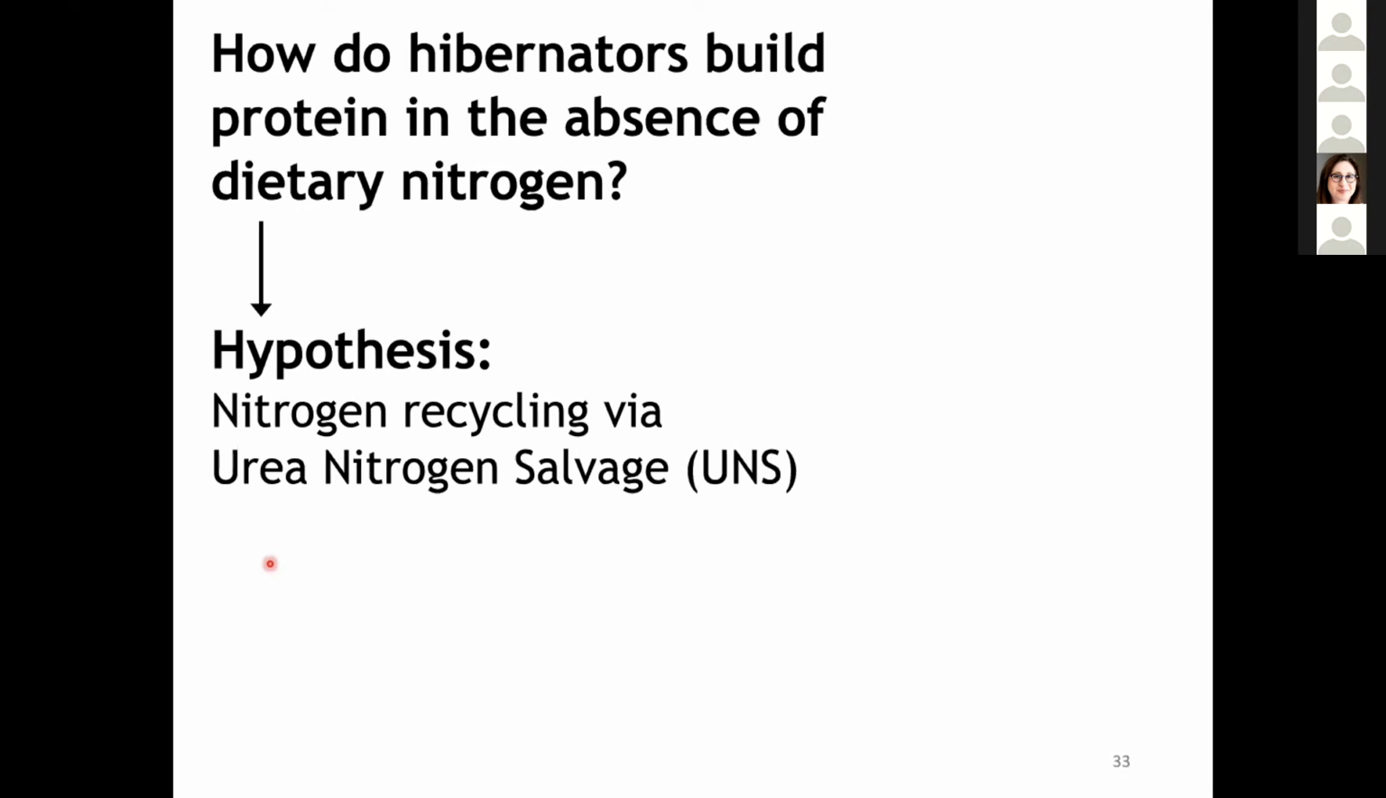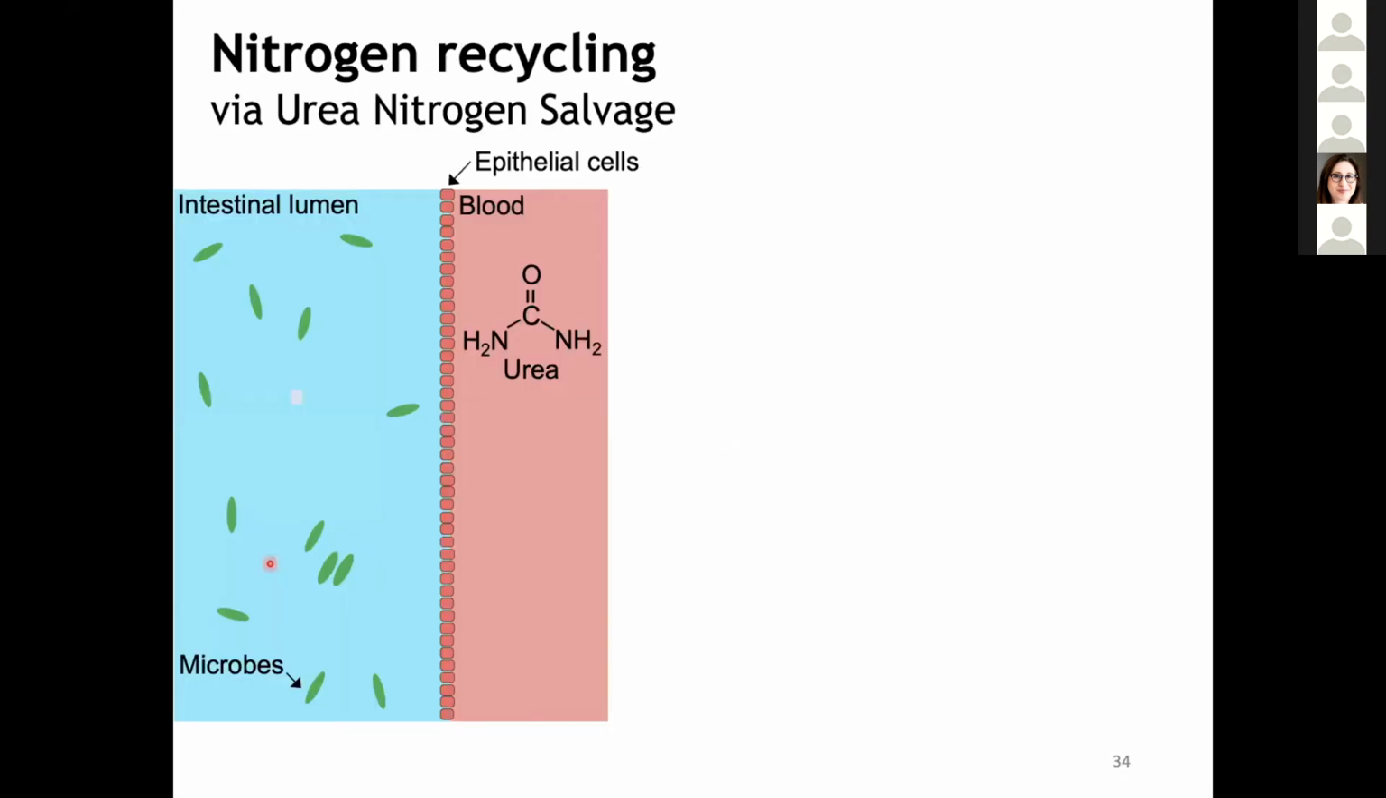Now, the published evidence for this process actually existing in hibernators is very scant, but we can look to how this process works in ruminants to have some idea of how it may work in our hibernating ground squirrels. So here we have our simplified diagram again: intestinal lumen, epithelial cells, blood. And here we have urea. Urea is produced by the squirrel primarily through the catabolism of proteins, and there's urea in the blood.